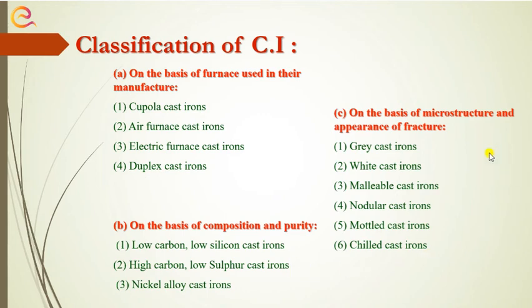Now come to the third parameter, which is microstructure appearance, which is more important from the exam point of view. In it we have six types: gray cast iron, white cast iron, malleable cast iron, nodular cast iron, mottled cast iron, and chilled cast iron. And these six types of cast iron are important from the exam point of view. And in our next session, we will study all these six types in detail.